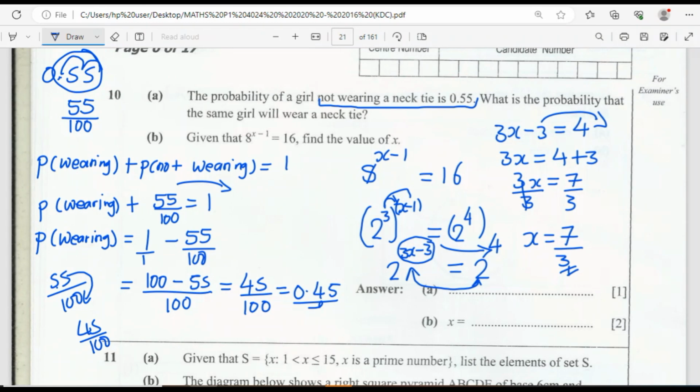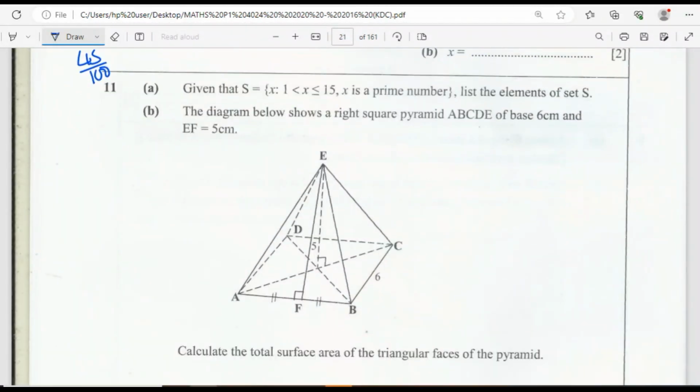So this is what we are supposed to do. Just make the bases the same. From there, if the bases are equal, then the powers must also be equal. So you just equate them.